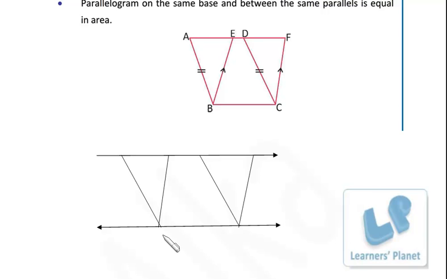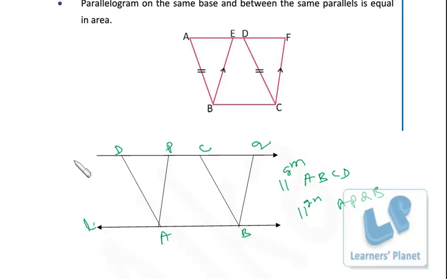This is the parallelogram ABCD, and this is P and Q. Now parallelogram ABCD and parallelogram APQB, both of them are between the same parallels, you can say. Suppose this is L, this is M. L and M are parallel to each other. So both of them are between the same parallels and both of them have the same base, that is AB, right? So the area of parallelogram ABCD and APQB will be same.